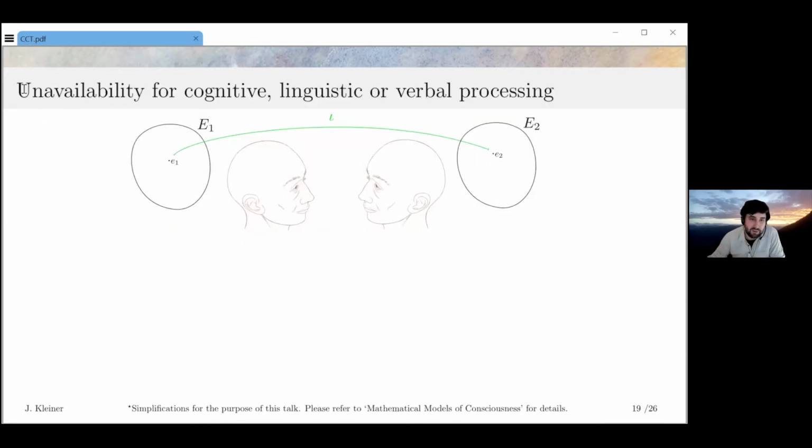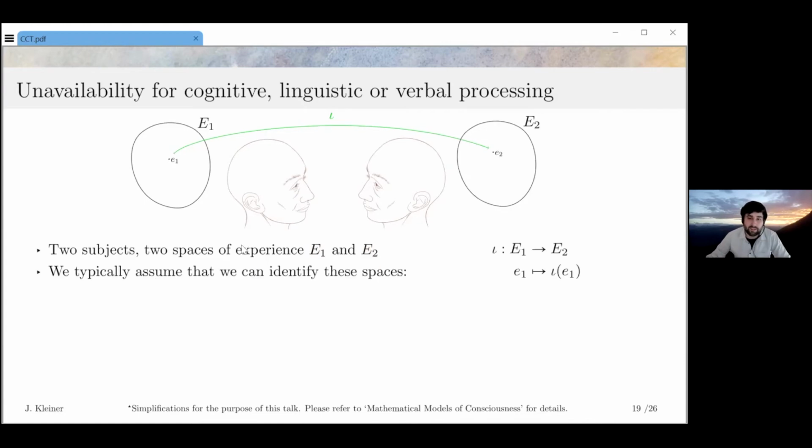So we've talked about the unavailability of parts of conscious experience, or in other words, of states of consciousness for cognitive, linguistic, or verbal processing. So how can we capture that formally? Well, let's take two subjects. This is subject one, so maybe that could be Hiro and that could be me. We've talked about states of consciousness. Each of these subjects has a certain number of states of consciousness that ideally we want to understand, investigate in an experiment, and then maybe describe theoretically.